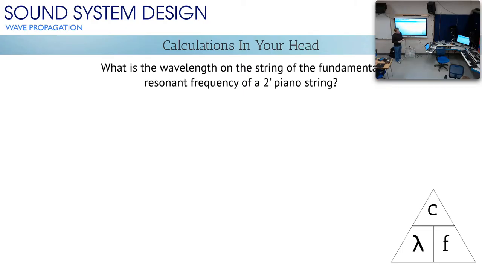Hint, it's not 2 feet. It's larger than 2 feet. How much larger? Twice as long, right? Remember the string here, that fundamental frequency that was going up and down and up and down? We said we're only seeing half of the wavelength right now in that string, which means that for a string, the wavelength is twice as long as the string. So if the string is 2 feet, then the wavelength of the fundamental frequency it produces is going to be 4 feet.